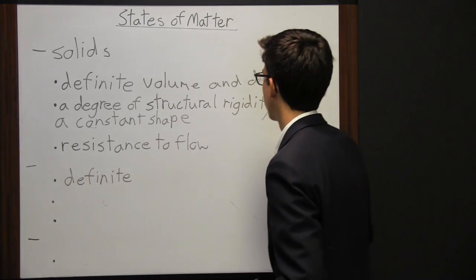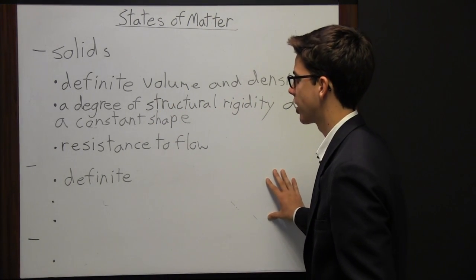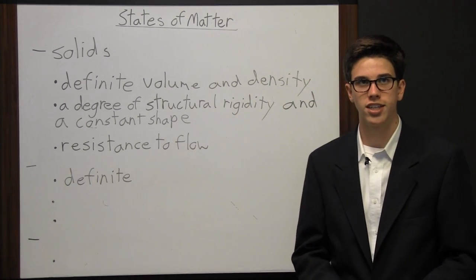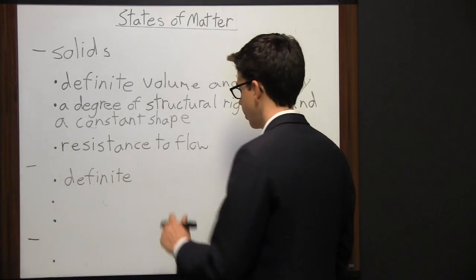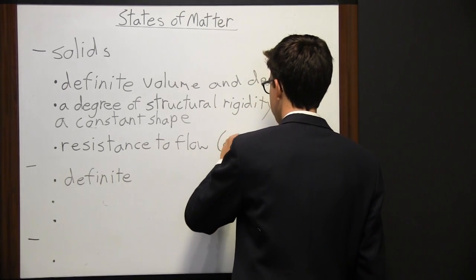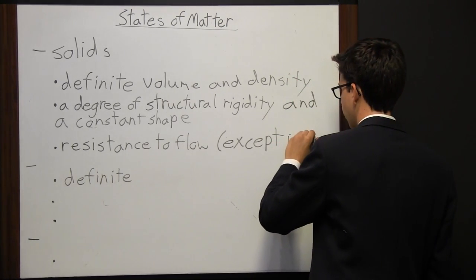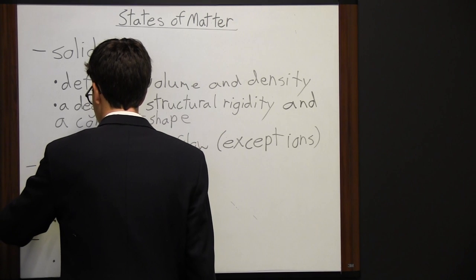So notice that this whiteboard has structural rigidity and a constant shape, so the shape isn't changing. It also has a resistance to flow. Now, some solids, such as modeling clay, can flow and undergo deformation under pressure. So I'm just going to write here, there are exceptions, but for the most part, solids have a resistance to flow. Now, the second state of matter is the liquid.